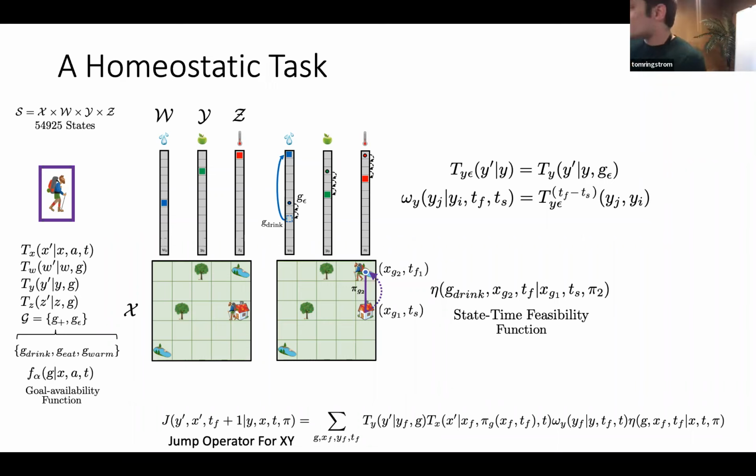But we don't have to store this entire operator, right? We can just store everything in this factorized form, and forward evolve all of these operators separately. So you can do this for all the state spaces that you care about.